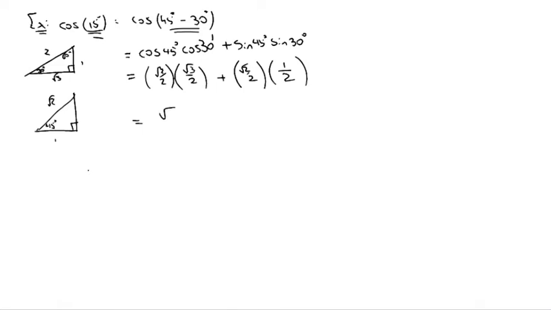Oh my god, I'm so good at guessing. Yeah, that's not a guess. That should be something you know. I did know. Square root of 2 times 1 is square root of 2. All over 4.